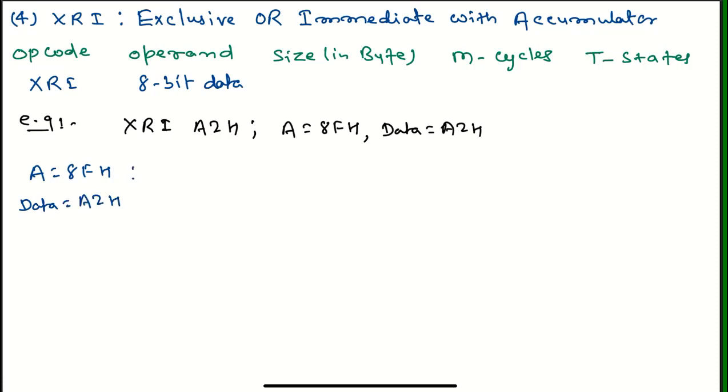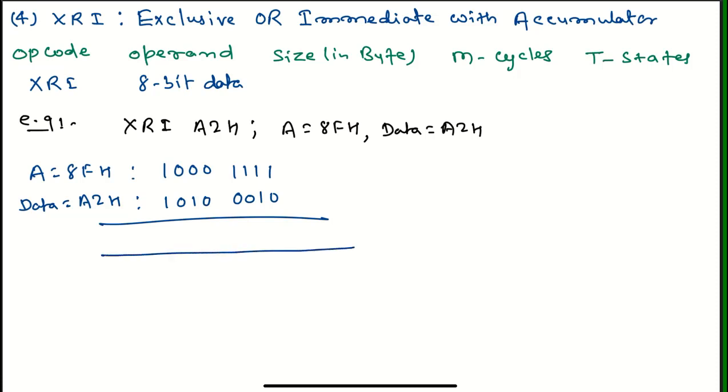So the binary pattern of 8FH can be written as 1000, then for the F it is four 1s, and for A2, A is 1010, that is 10 here, and for the 2 we can write 0010. Now, as I explained in the previous video, for this XOR operation, when both the inputs are the same, the output will be 0. If both the inputs are different, then the output will be 1.